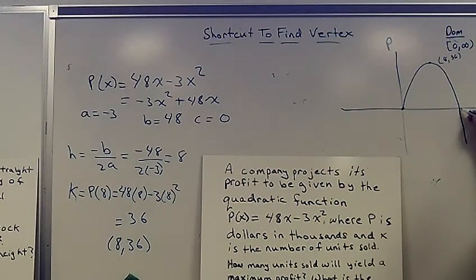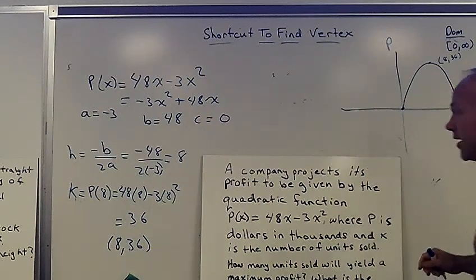Now, one thing we'll be interested in later is finding this point right here, the point where our profit goes from positive to negative. That point right there, we call the 0 of the function. That's coming up soon. We'll get there. All right? Okay.